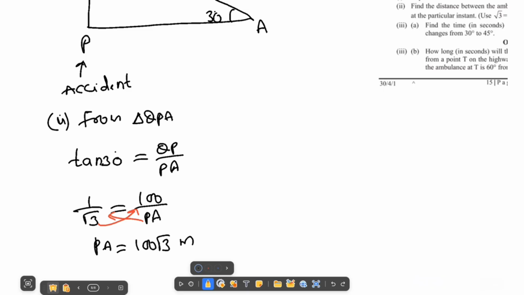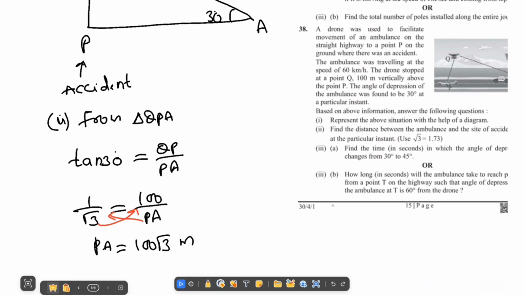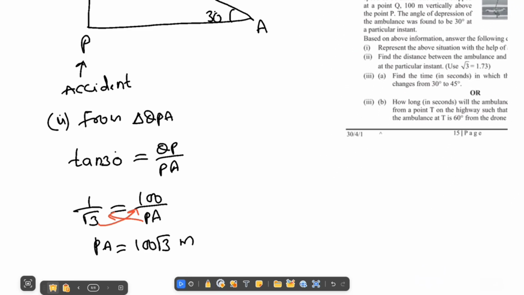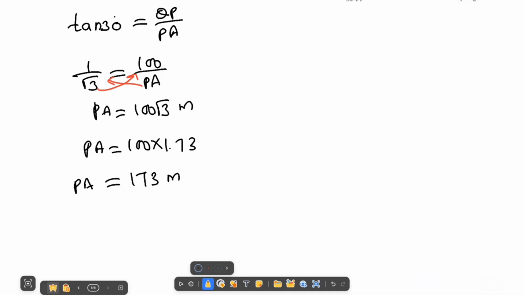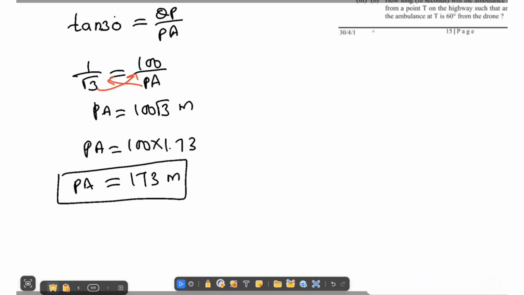It is given in the problem that we have to take the root 3 value as 1.73. So PA is equal to 100 into, in place of root 3 you can write 1.73. If you multiply 1.73 with 100, it becomes 173 meters. That is the distance between the ambulance and the point where the accident has occurred. So 173 meters. Now let's see the next question.